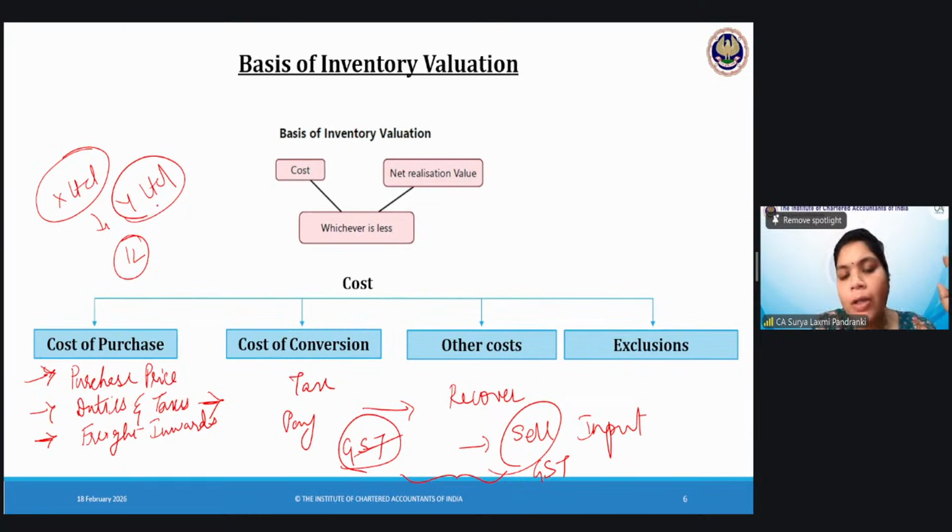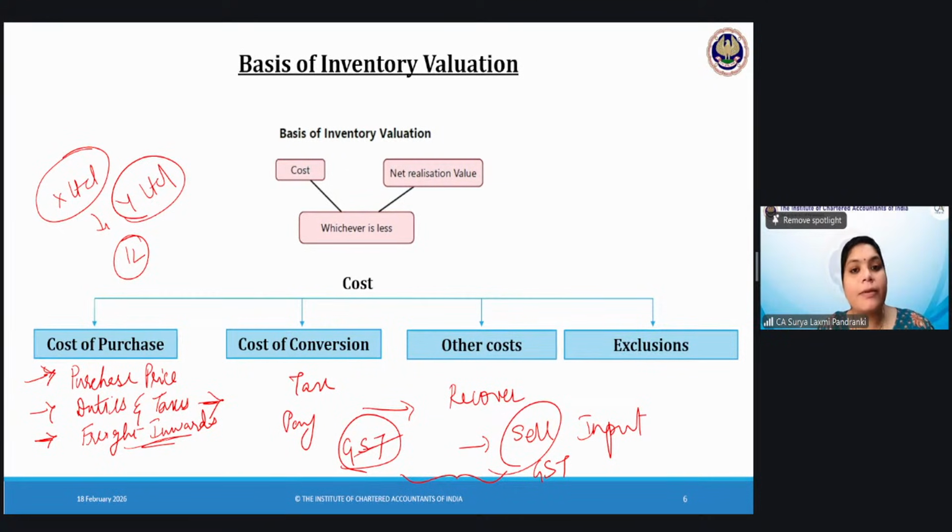You will have to use some transport. You are using a transport and then you are bringing it to your location. So you will incur some freight, that is also included. Now again, one more condition is that your expenses have to be in such a manner that ये expense हमको जरूरी है, वो एक्सपेंस ही हम इंक्लूड करेंगे कॉस्ट ऑफ परचेस में.